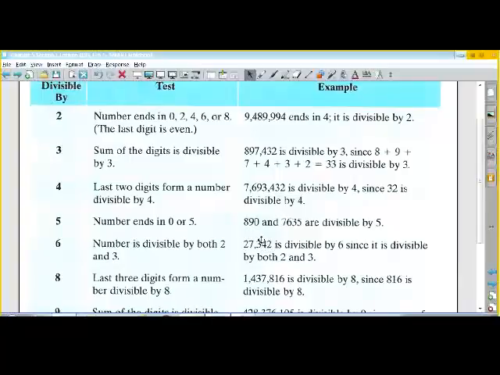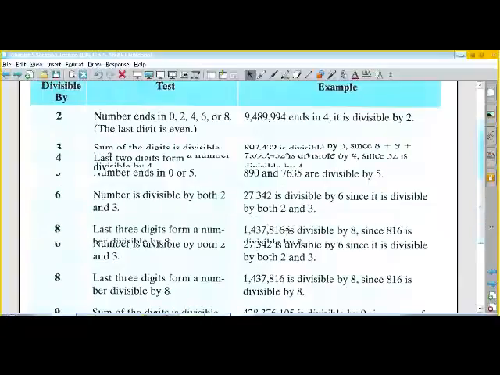So the example they give in the book, 27,342, is even, so it's divisible by 2. And if you add the digits together, 2 plus 7 is 9, plus 3 is 12, plus 4 is 16, plus 2 is 18. So the sum is 18, which is divisible by 3, and therefore the number is divisible by 3. So since it's divisible by both 2 and 3, it's also divisible by 6.